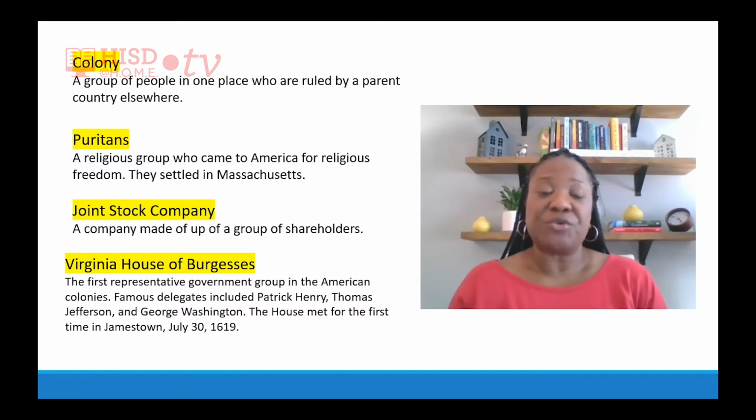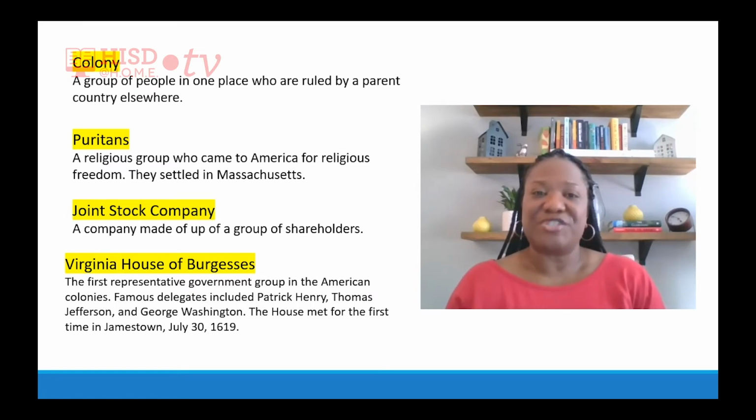Colony refers to a group of people that move to a new place, but they are ruled by another country. Puritans were a group of religious people that came here and settled in the area of Massachusetts. One of the things that was most important to them was to be able to worship freely, to have freedom of religion. Joint stock company. A joint stock company is basically a group that is made up of shareholders. And Virginia House of Burgesses.